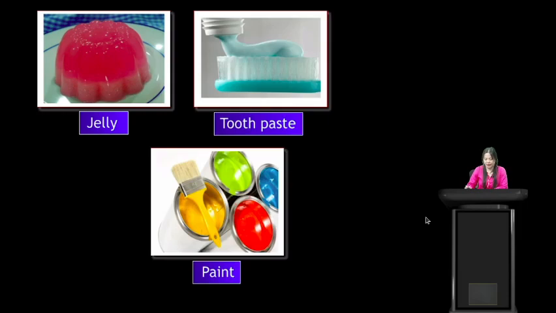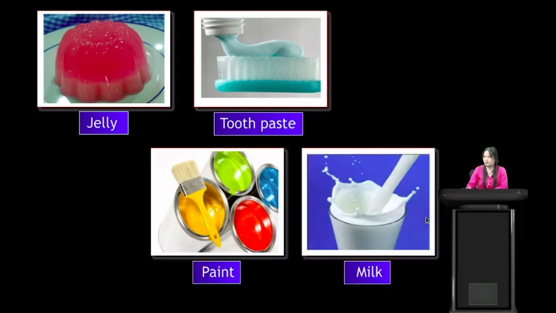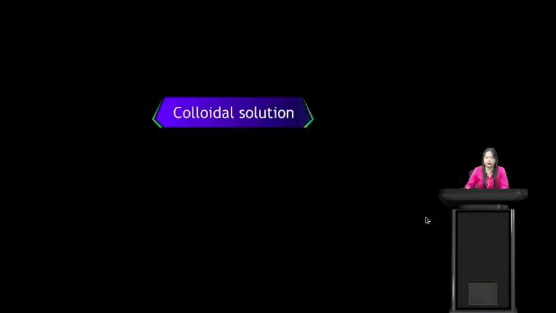Alright students, let us proceed. Here we have jelly. Do you know what is jelly? Yes, we all know, right? So we have jelly here, toothpaste, and we have paint, and we have milk. So what type of mixtures are these? We have discussed solution, we have discussed suspension. So can we classify them under solution? No, right? Can we classify them under suspension? No, right? So these are again different types of mixture, and this type of mixture is called colloidal solution.